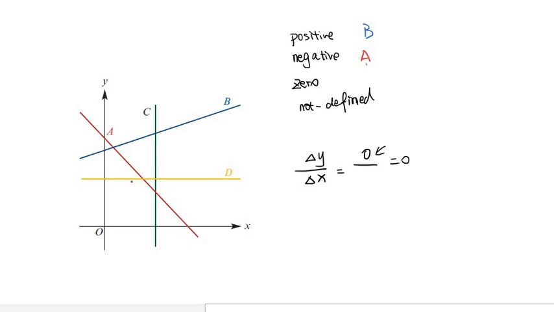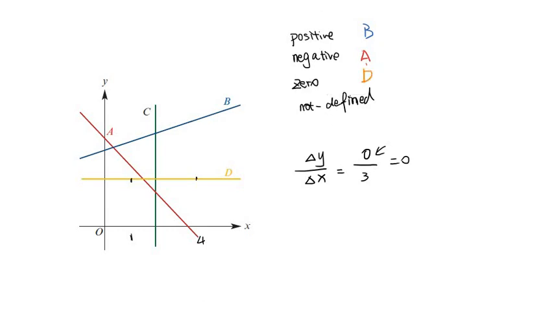Or we can just plot 2 points on the graph. Let's say this one is equal to 1 and this one is equal to 4. So the change in y is still 0, but the change in x is equal to 3. So when we have a horizontal line that goes from left to right with no change in its elevation, we can say that it has a zero gradient. So in this question, our line D has a zero gradient.